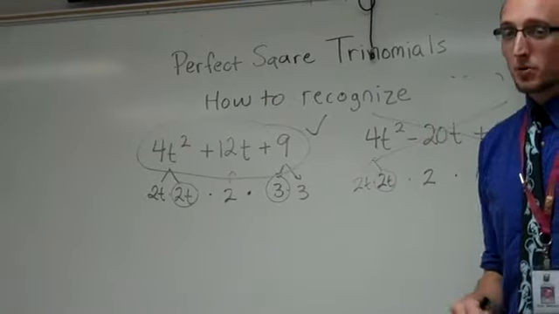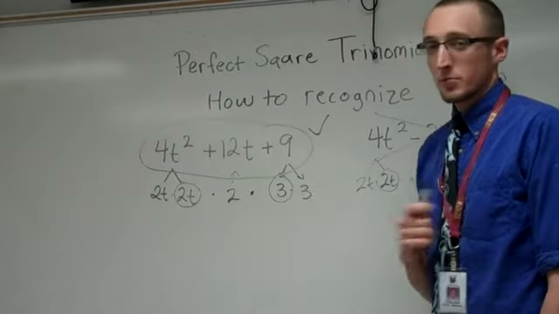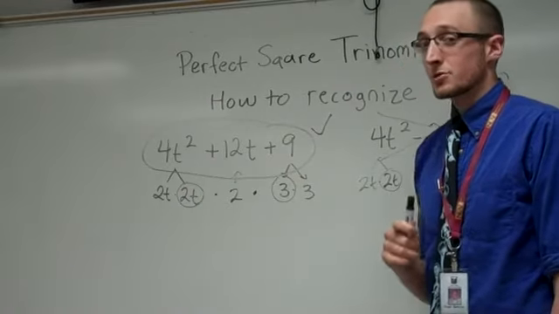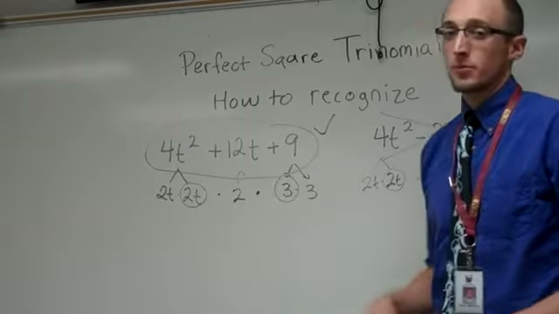So it must meet both requirements. Remember, the first term and the last term need to be perfect squares, and the middle term needs to be 2 times the product of one factor from the first term and one factor from the last term.